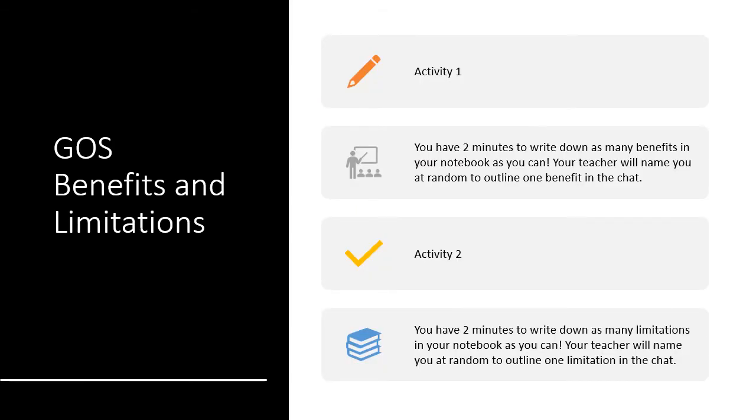Again, we're going to do a couple of activities in your notebook just now. It's up to you now to identify some of the benefits and limitations of the general observation schedule. The first task is to identify the benefits. I'll give you a couple of minutes to do that. Task number 2 will be to write down as many limitations as you can. Again, you're going to be completing this in your notebook.